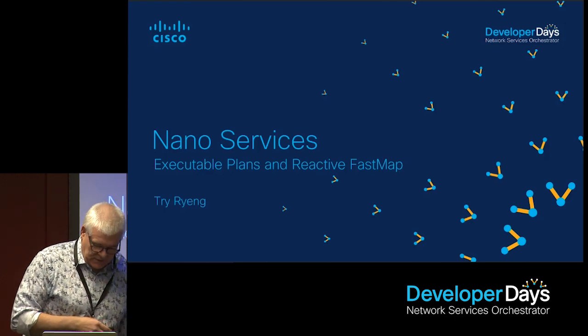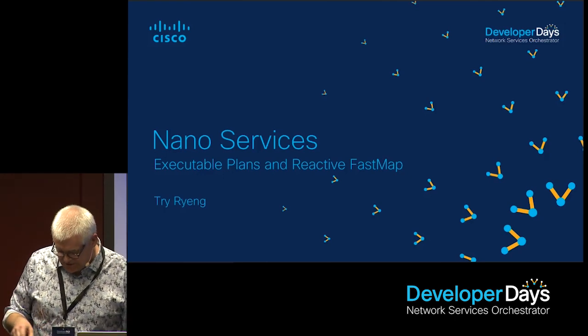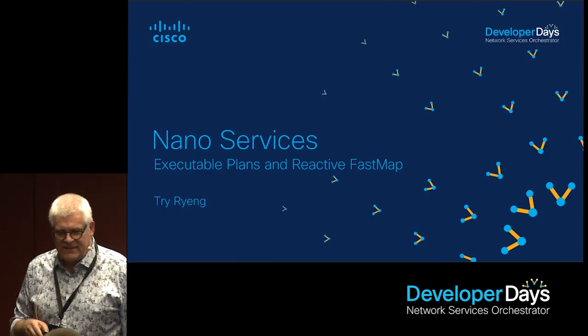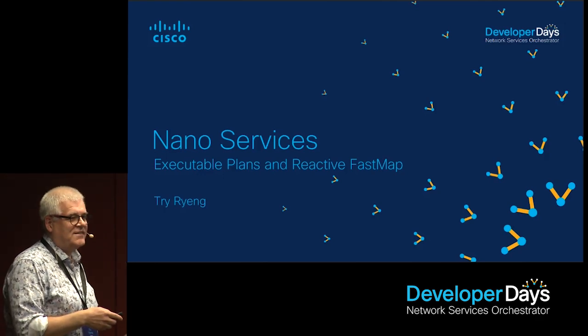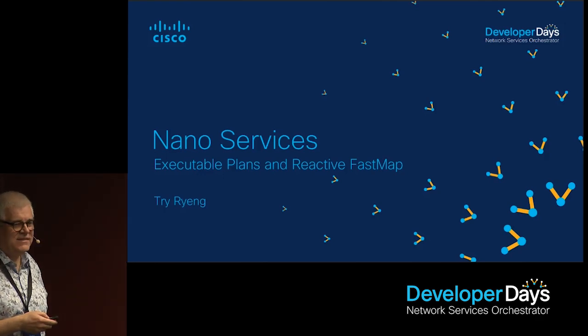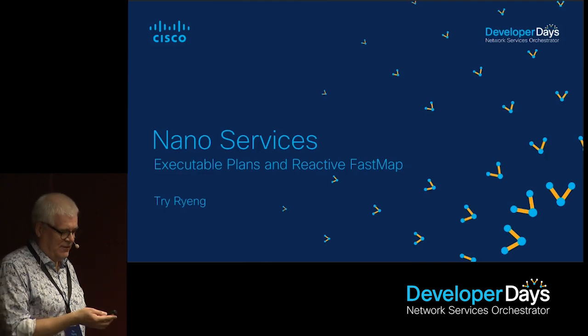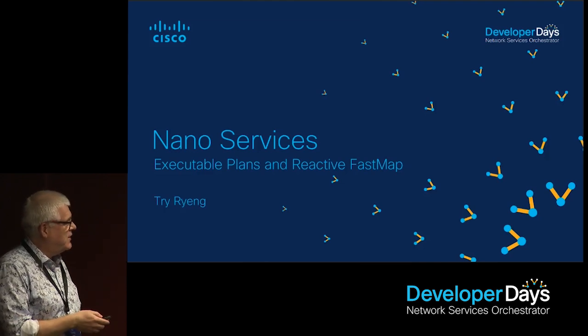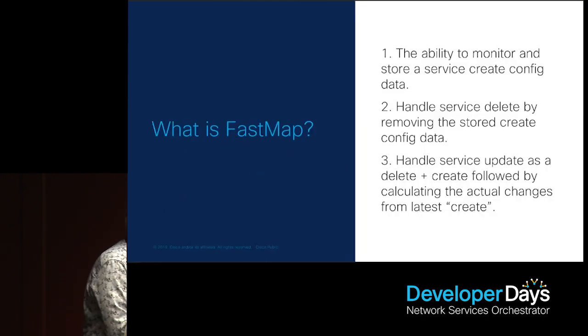So it was mentioned NSO services a couple of times yesterday, and I felt that this might be oversold. It's not that it solves everything, it's just one specific thing, and that's in Reactive FASTMAP. So I want to explain a little bit about what that is used for in the beginning.